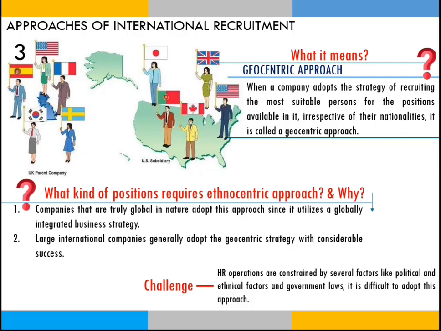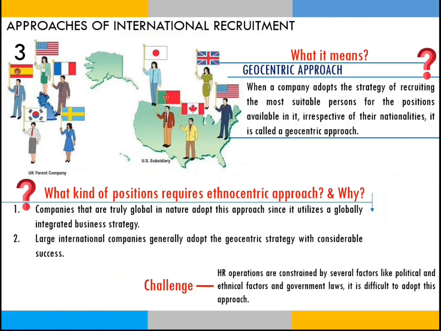And if the best talent is available elsewhere, if it is spread across the globe, then why not take people from all the countries where you get the best talent? So that's the whole logic behind the geocentric approach. So when a company adopts the strategy of recruiting the most suitable candidates for the positions available in it, irrespective of their nationalities, it is called the geocentric approach.